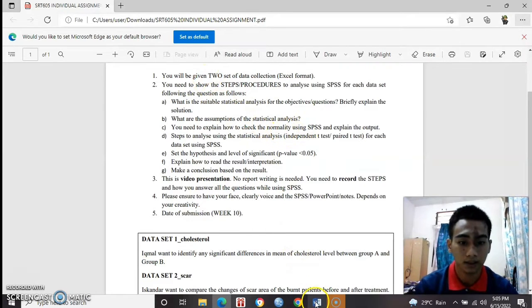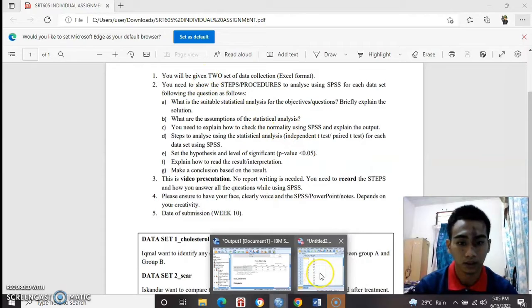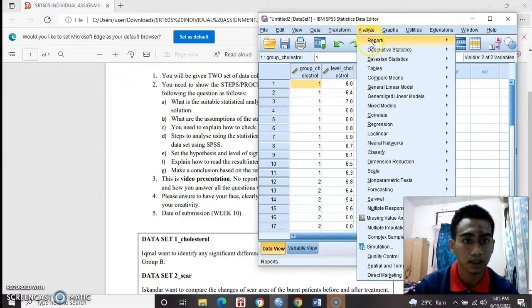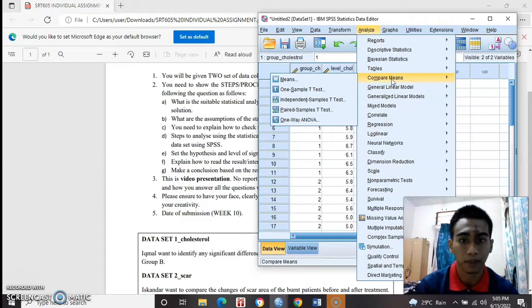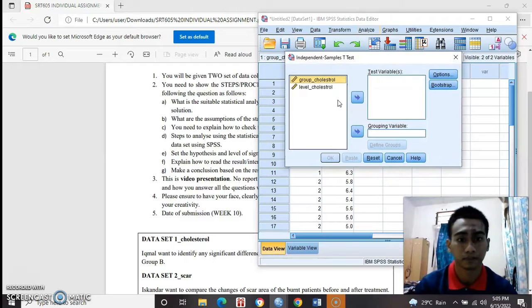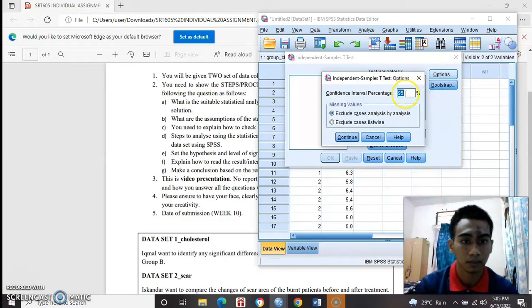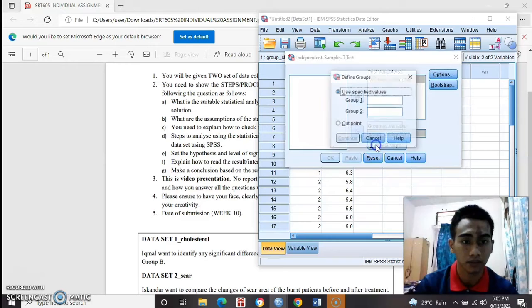independent t-test. So we go back to the SPSS, go to Analyze, Compare Means, and click Independent-Samples T Test. First, the level of cholesterol we put in the test variable, and the group of cholesterol in the grouping variable. With the options, this must be 95%. Click continue and define groups.